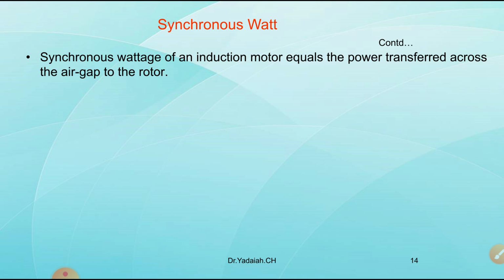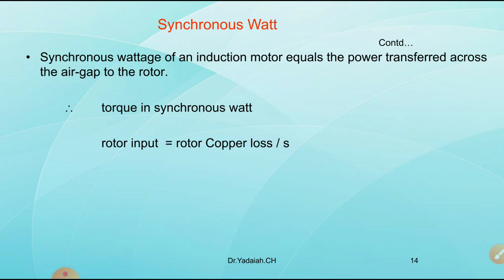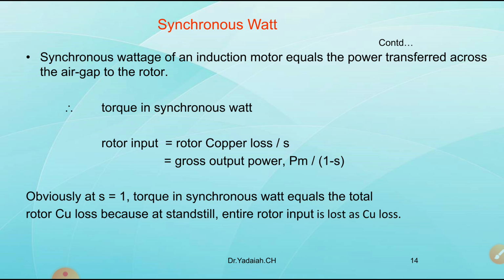Okay, so we have already seen this last class. Synchronous wattage of an induction motor equals the power transferred across the air gap to the rotor. Whatever rotating magnetic field in the stator is transferred to the rotor input in the form of magnetic field, that is known as the synchronous watt. The torque in synchronous watt is equal to rotor input, which is equal to rotor copper loss by S, that is, S times rotor input is equal to rotor copper losses. Okay, that is called gross output power Pm by 1 minus S. We can write the different equations.